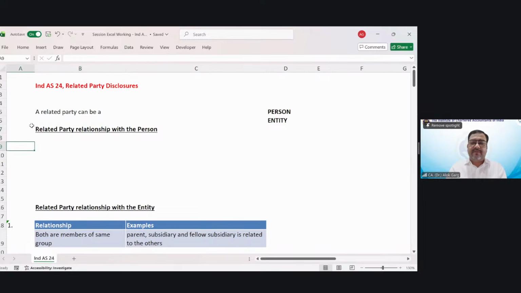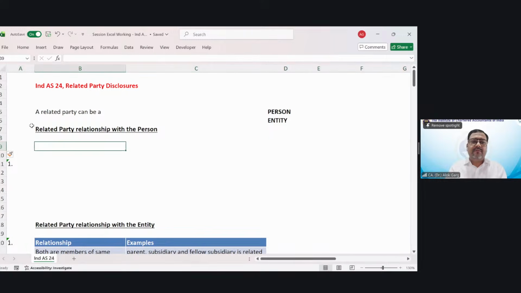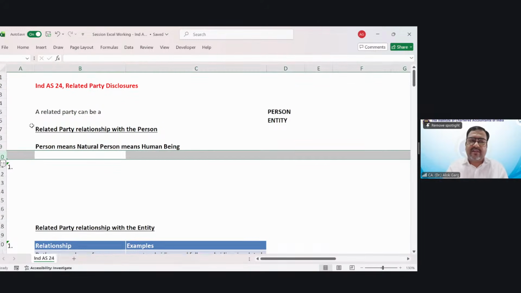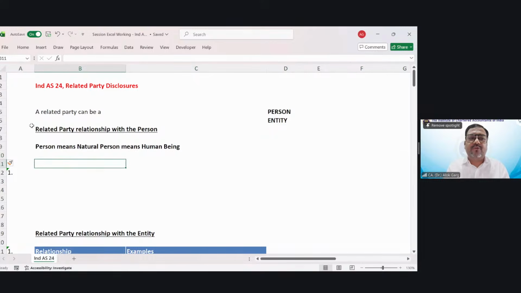So number one. First of all, person. Person means natural person. Natural person means human being. Saminathan, should I write this on the Excel file for the complete notes? Yes. It's a natural person, human being.